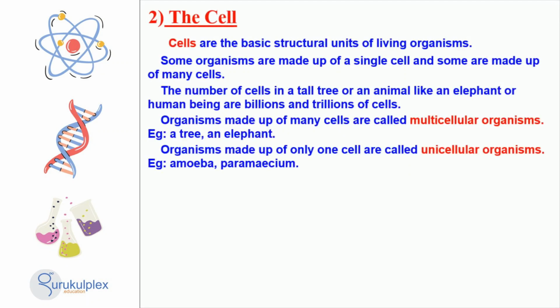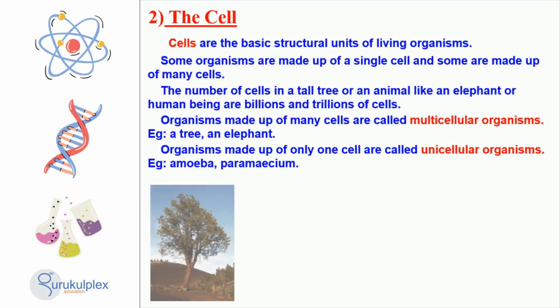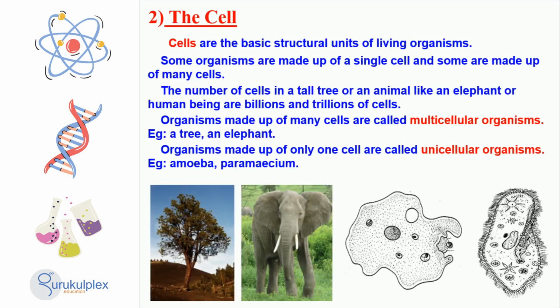Cells are the building blocks of life. From single-celled amoebas and paramecia to giant trees and elephants made of billions and trillions of cells. Robert Hooke was the first to discover cells in 1665, and we now know that there are two main types of cells: unicellular and multicellular.